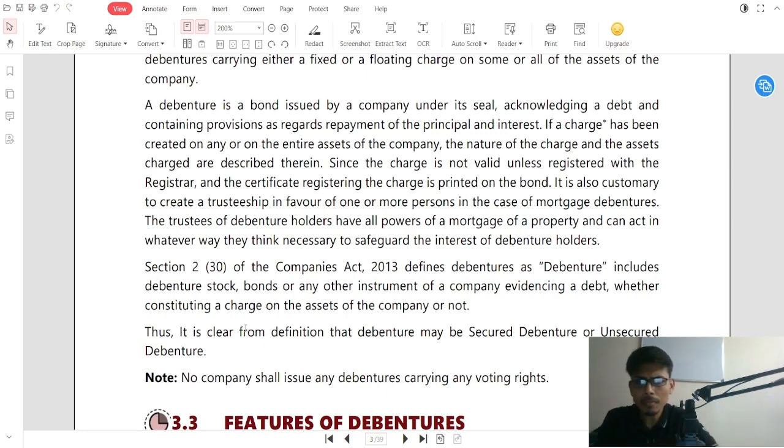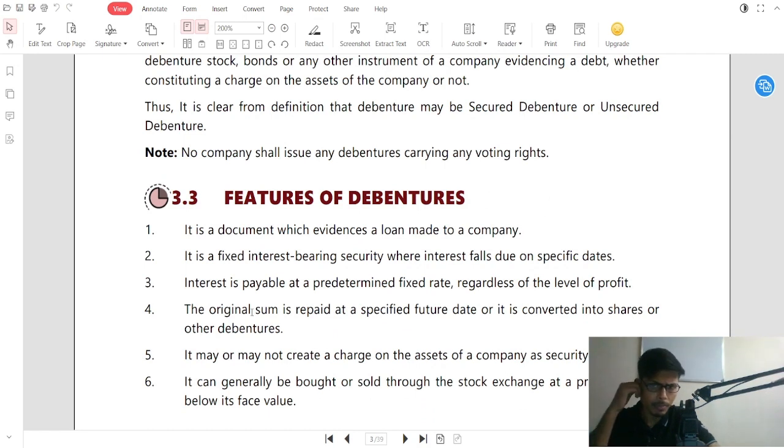Let's first go through the features once. What are the features? Debentures are a document evidencing a loan made to the company. We have already discussed that. In a loan, we take the loan and the loan provider, or you can say lender, gives us the loan and the lender has all the rights with respect to this. In case of debenture, we issue the debenture certificate. So it's a document evidencing that we are taking the loan from the public and giving them the debenture certificate. That's the first point.